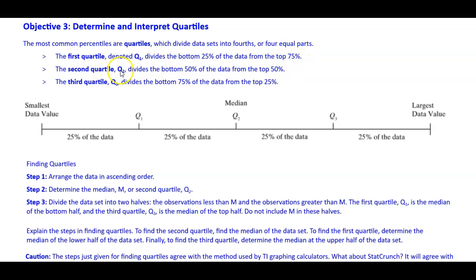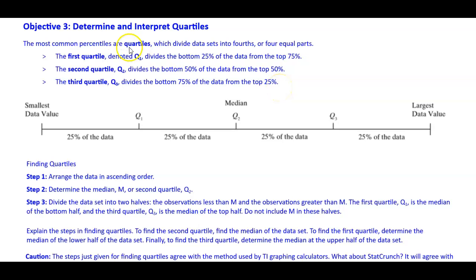The second quartile, Q subscript 2, divides the bottom 50% of the data from the top 50%. The third quartile, Q subscript 3, divides the bottom 75% of the data from the top 25%.